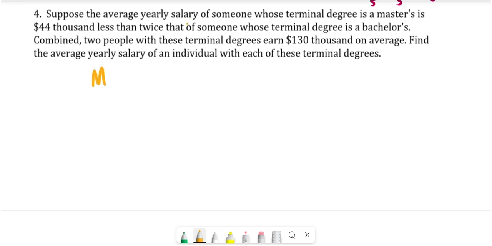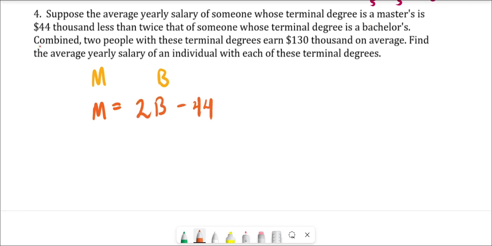Let's call that something, something, something. Someone whose terminal degree is a bachelor's, let's call that B. And if those are our two players, what's the fact that ties them together? It says that the average yearly salary of someone whose terminal degree is a master's is $44,000 less than twice that. Okay, so master's is $44,000 less, that's subtracting $44,000 from twice that of someone with a bachelor's. So twice the bachelor's minus 44.